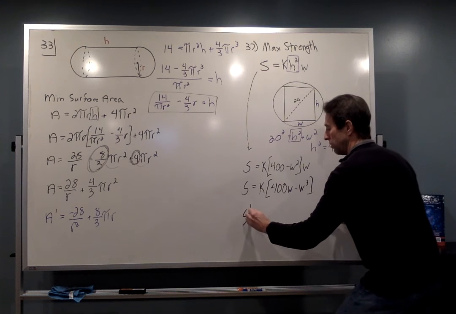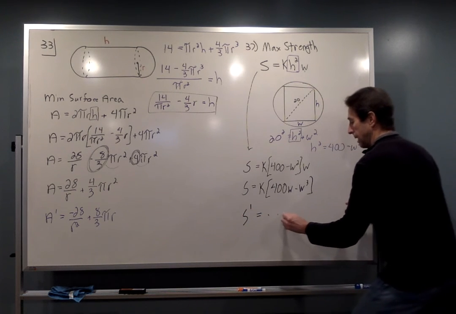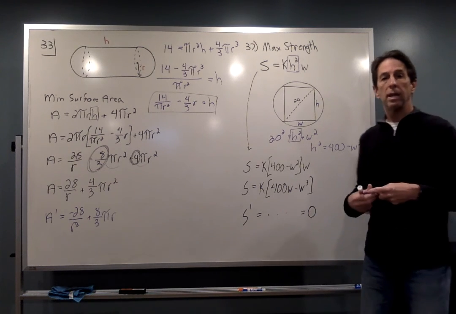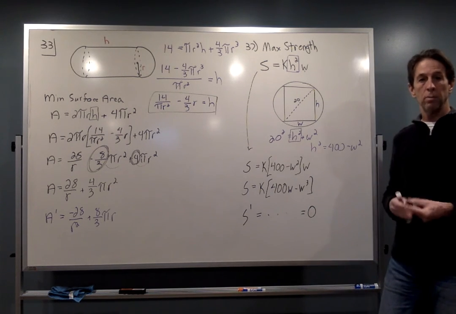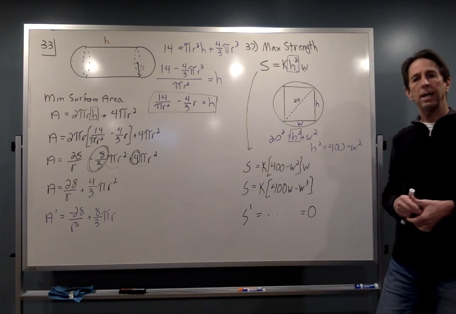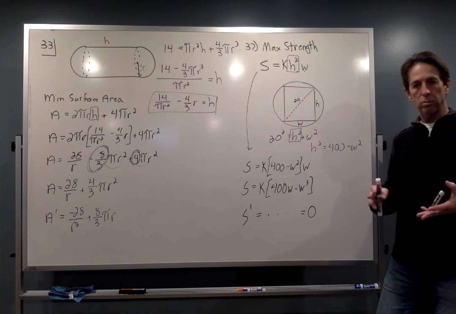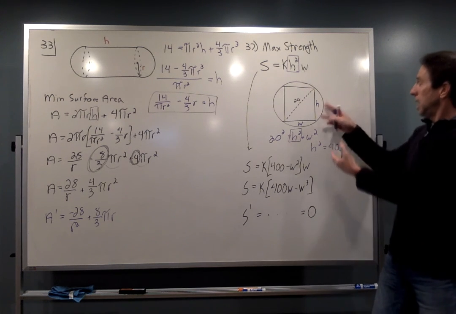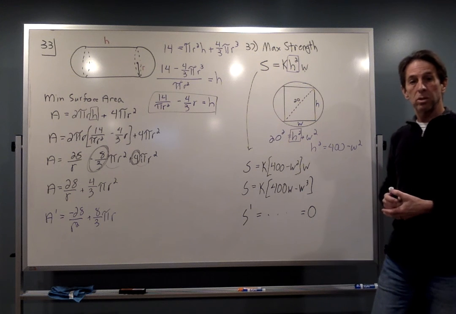We then find the derivative, set it equal to 0, and we get the width that will lead us to the strongest beam. Once we have the width, we can find the height. Remember to always go back and get the answer in terms of what you're looking for, whether it is the height, the width, or in this case, both dimensions.